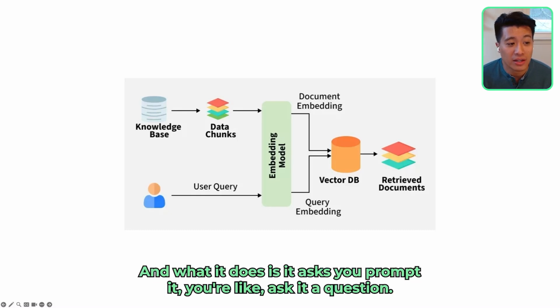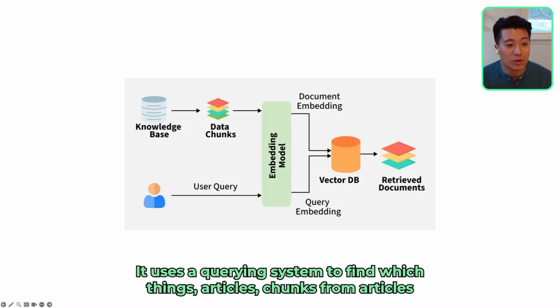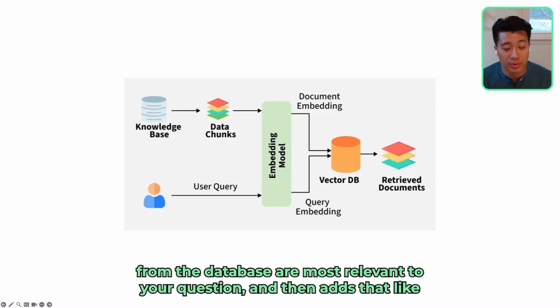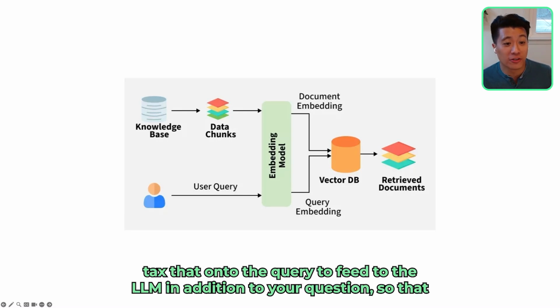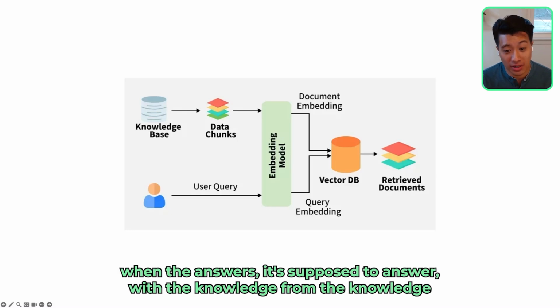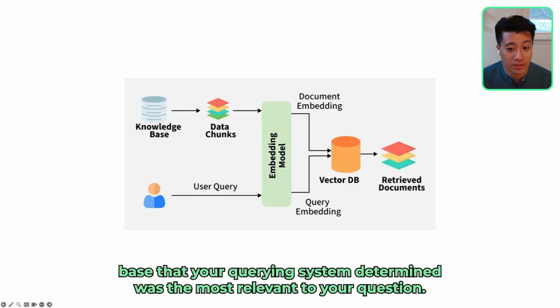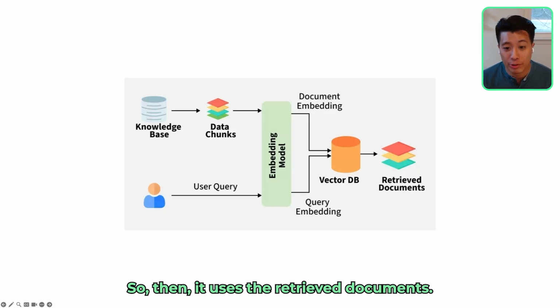And what it does is it asks you, prompt it, you're like, ask it a question. It uses a querying system to find which things, articles, chunks from articles from the database are most relevant to your question, and then adds that, like tacks that onto the query to feed to the LLM in addition to your question, so that when it answers, it's supposed to answer with the knowledge from the knowledge base that your querying system determined was the most relevant to your question. So that it uses the retrieved documents.